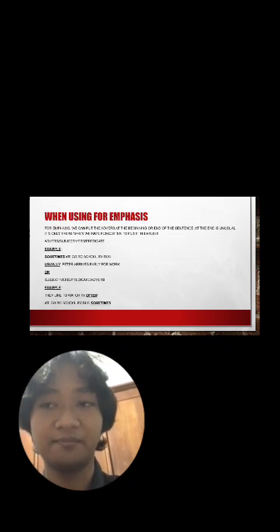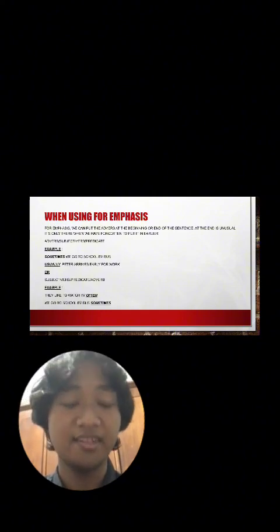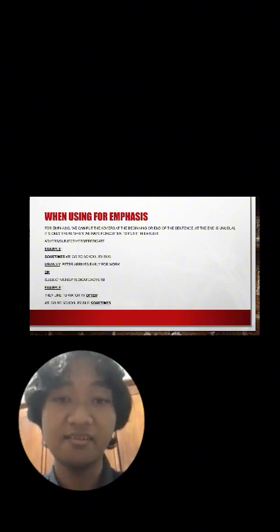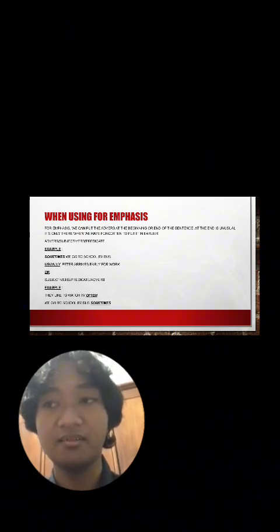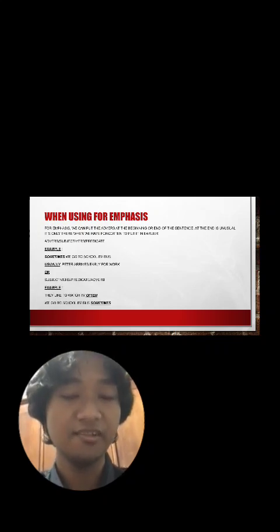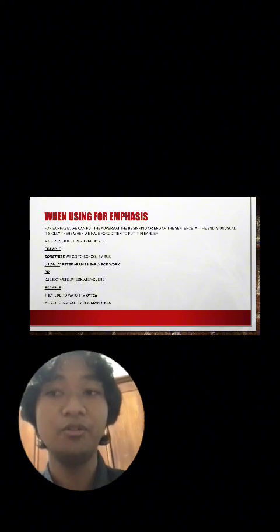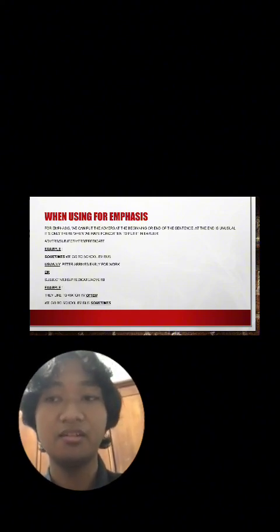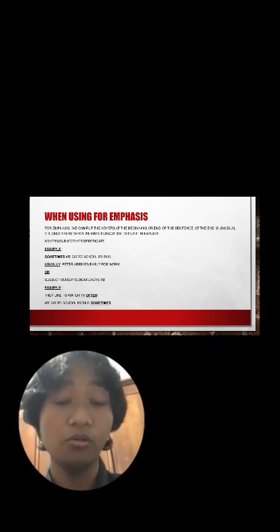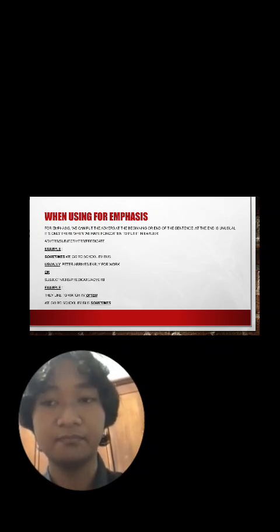When using for emphasis. For emphasis, we can put the adverb at the beginning or end of the sentence. At the end is unusual because it's only there because we forgot to put it in earlier. The structure is adverb, subject, verb, and predicate. For example, sometimes we go to school by bus. Usually, Peter arrives early for work. Or, the second structure is subject, verb, predicate, adverb. For example, they like to watch TV often. We go to school by bus sometimes.